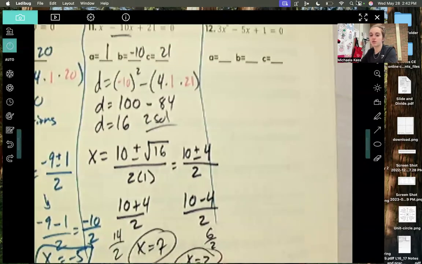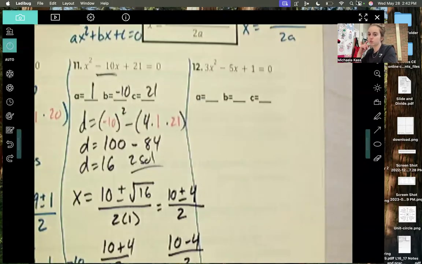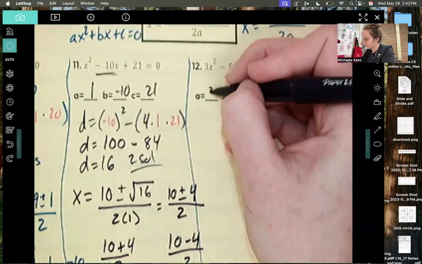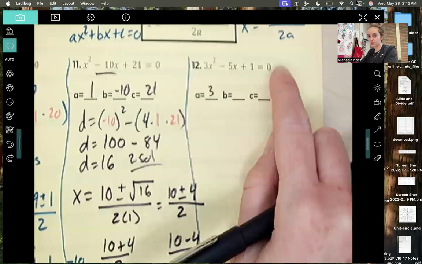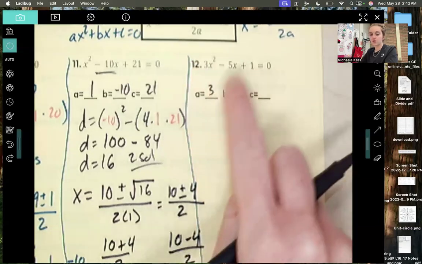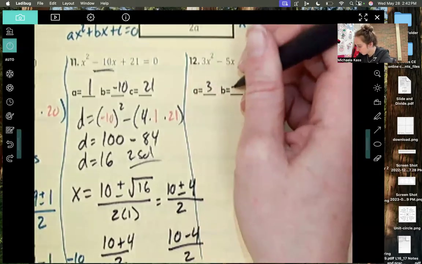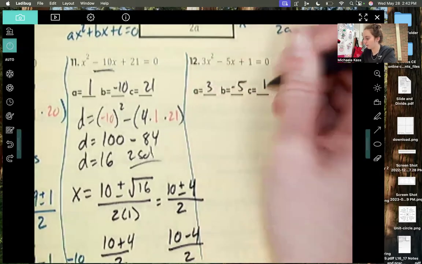Okay, let's go ahead and try number 12. Okay, number 12. A this time, it's 3. Set equal to 0, by the way. Okay, and it's in standard form. So x squared A term is 3. B is -5, and C is 1.